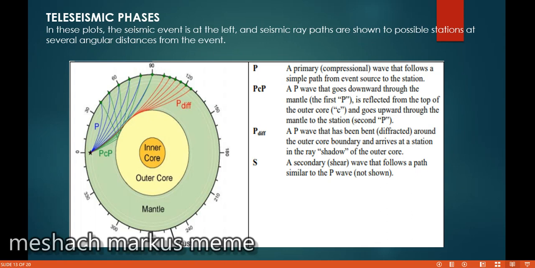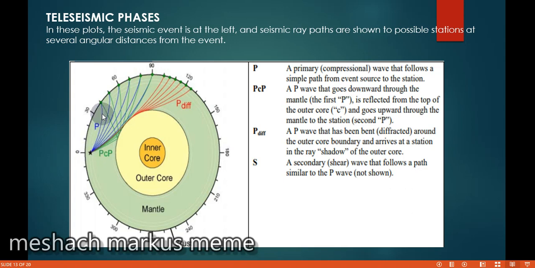Okay, such as this, we said teleseismic phases. In this plot, the seismic event is at the left and the seismic ray paths are shown to the possible stations at several angular distances. So here we look at 30, we have a seismic station, 60 we have a seismic station, 180 we have, that's angular distance in degrees, a seismic station. Here we can see the crust, the mantle, the outer core and the inner core. Okay, the event occurs in the mantle.